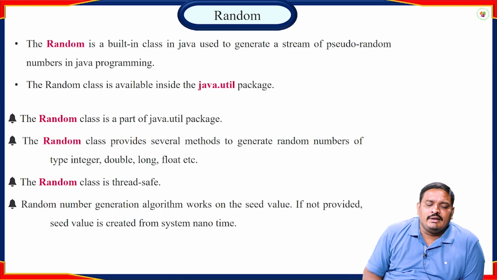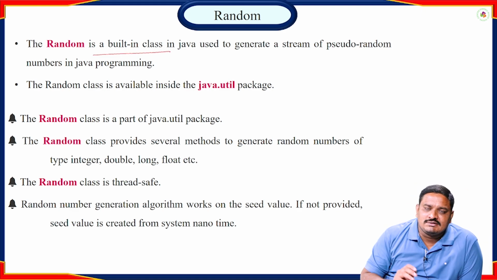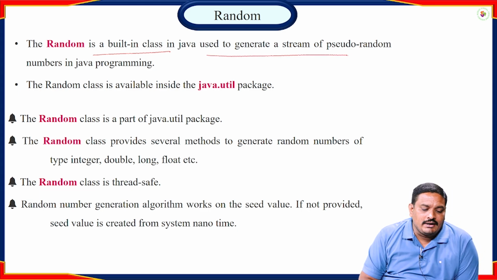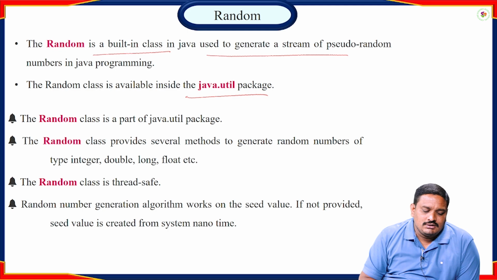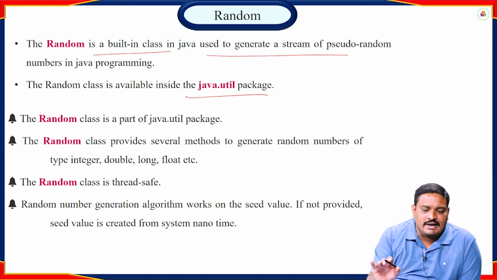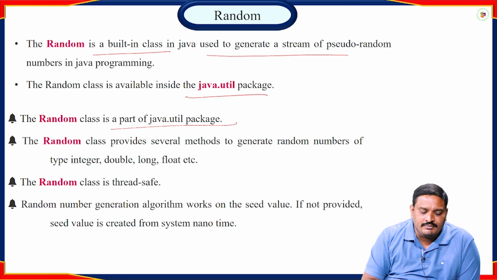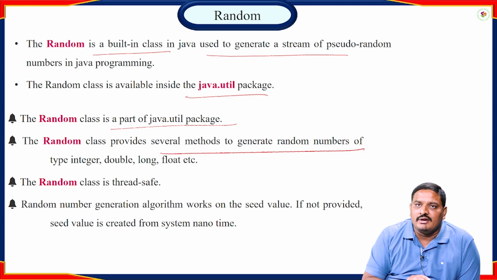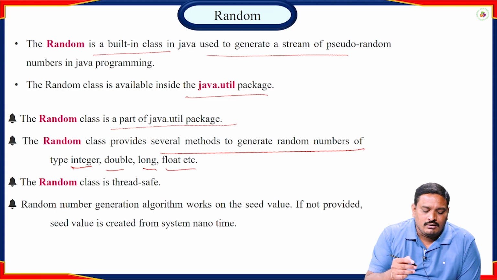The next class is the Random class. The Random class is also a built-in class in Java that can be used to generate a stream of random numbers in Java programming. The Random class is available in the java.util package. Some points about the Random class: the first is that it is part of the java.util package. The second is that it provides several methods to generate random numbers of integer, float, and long types.